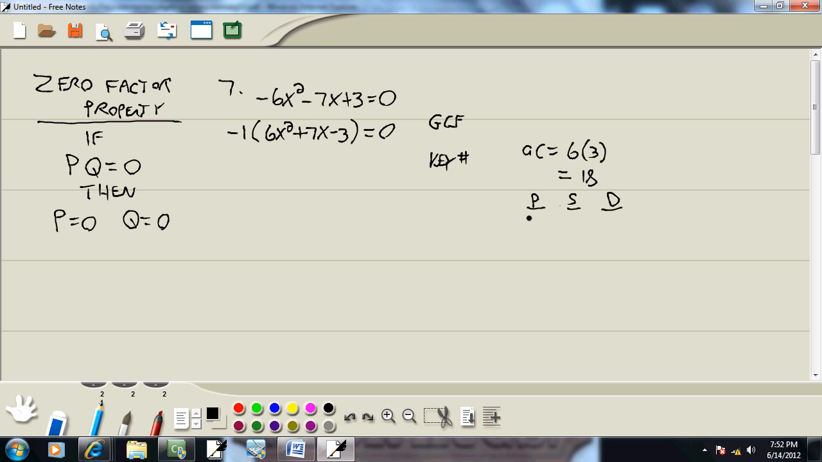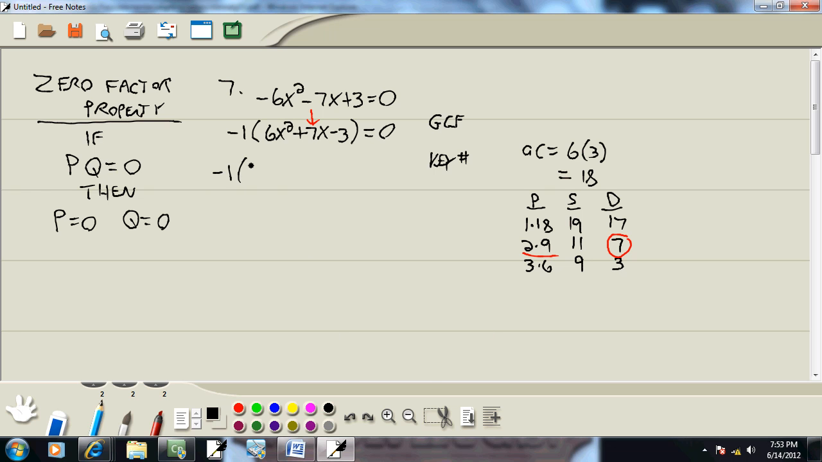We'll come up with 3 columns. A product column where we write down all products that give us 18. 1 times 18, 2 times 9, 3 times 6. Add these together. 1 plus 18 is 19, 2 plus 9 is 11, 3 plus 6 is 9. Subtract them. 18 minus 1 is 17, 9 minus 2 is 7, 6 minus 3 is 3. Now the number we're looking for is the number in our middle term, which is 7, which is right here, which means we're going to use 2 and 9.